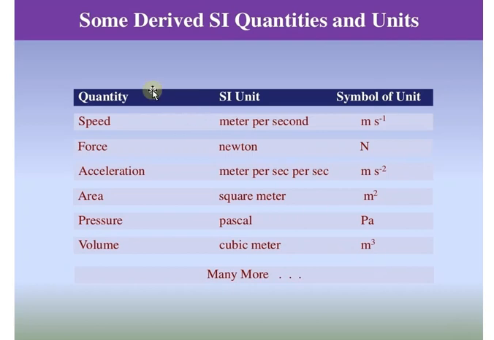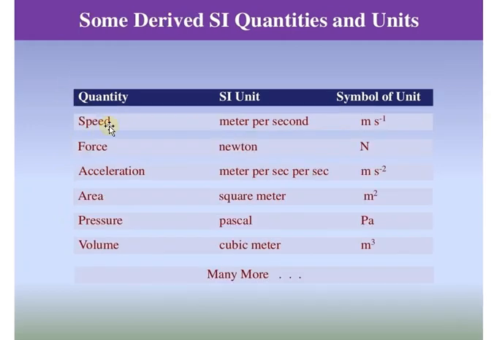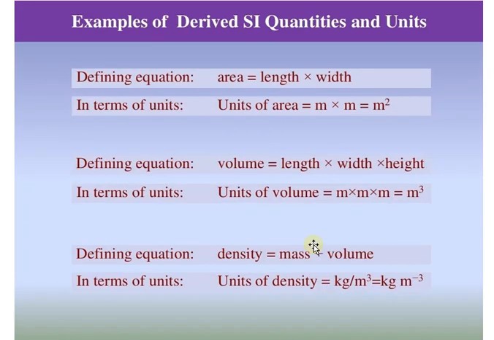Now the examples of derived quantities. There are many more derived quantities. You can also say that other than these 7 basic quantities, all the quantities are derived quantities. Speed, meter per second, m s^-1. Force is a derived quantity, unit is Newton, capital N. Acceleration, meter per second squared, m s^-2. Area, square meter. Pressure, Pascal. Volume in cubic meter. How can we derive these units?